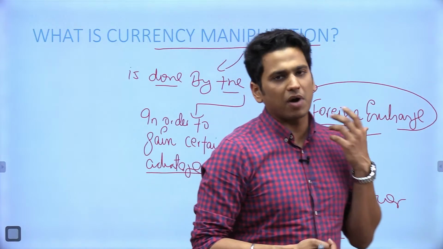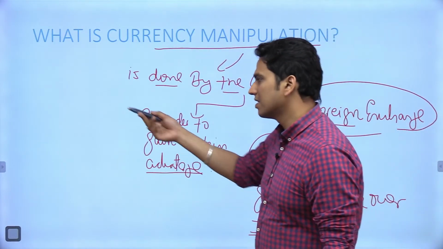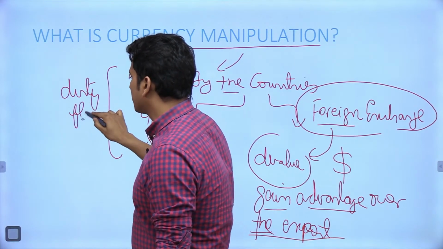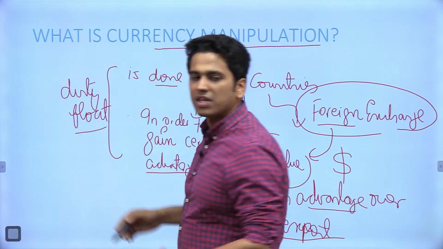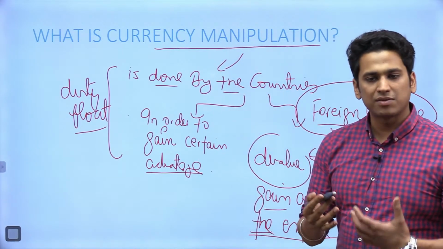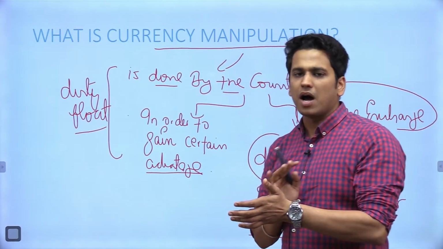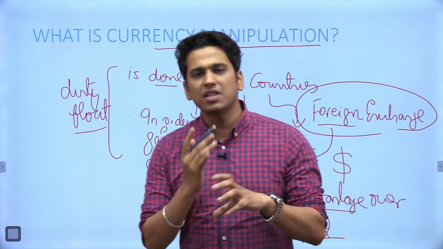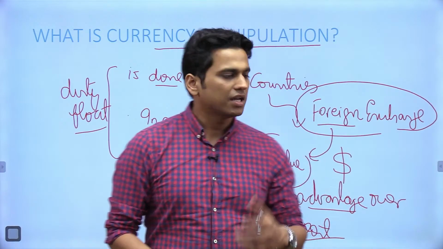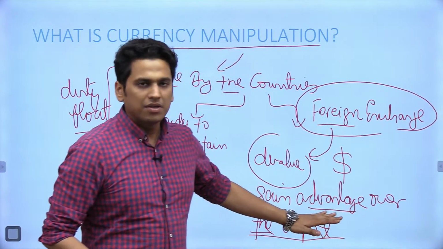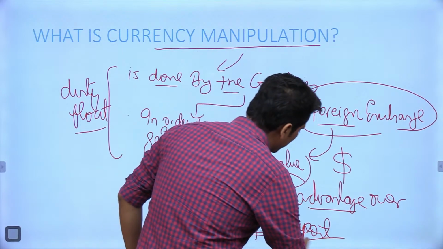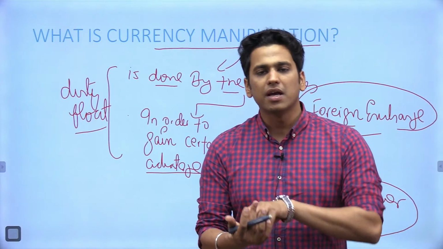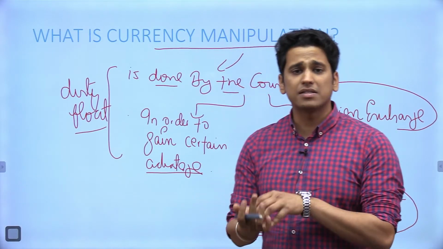You must have heard about a system which is sometimes known as dirty float. एक्सचेंज रेट सिस्टम, एक फिक्स्ड होता है, एक फ्लोटिंग होता है, एक डर्टी फ्लोट होता है. तो somehow US labels the countries as currency manipulator who try to change or play with the exchange rate. How do they play with the exchange rate? They devalue their exchange rate, so that they could gain advantage over the exports. This is the basic meaning of currency manipulation.